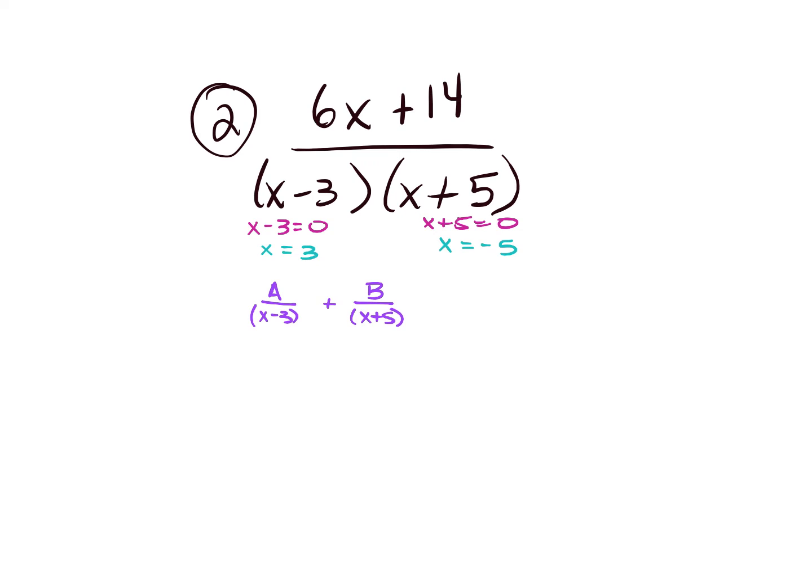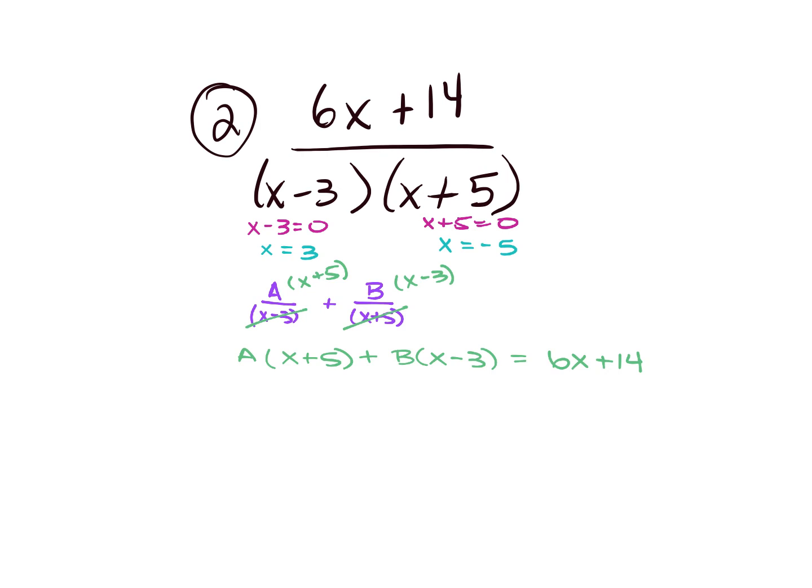From here, get rid of your denominators. First fraction, denominator is going to cancel out. You're going to multiply by x plus 5 on that a. Second fraction, denominator cancels out. You multiply that numerator by x minus 3. So this is going to give you a times x plus 5 plus b times x minus 3 is equal to what your numerator was originally, which is 6x plus 14.